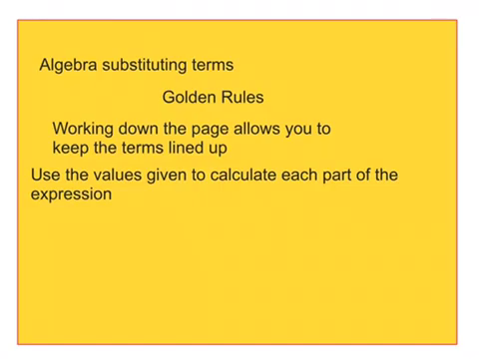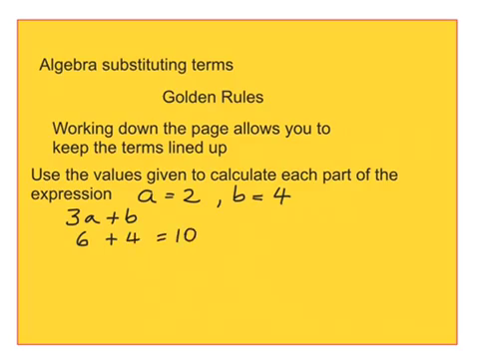If you were told that A equals 2 and B equals 4, and you had 3A plus B, then you know that A is 2, so 3 lots of A would give you 6, and you've got to add on just B, and B is 4. So 6 plus 4 equals 10. Notice that I was working directly down the page so that I kept things in line.